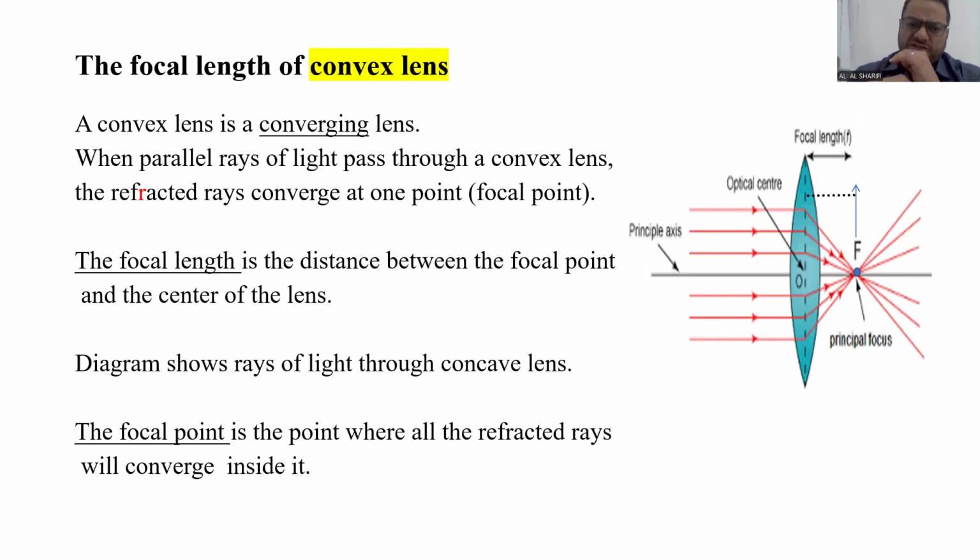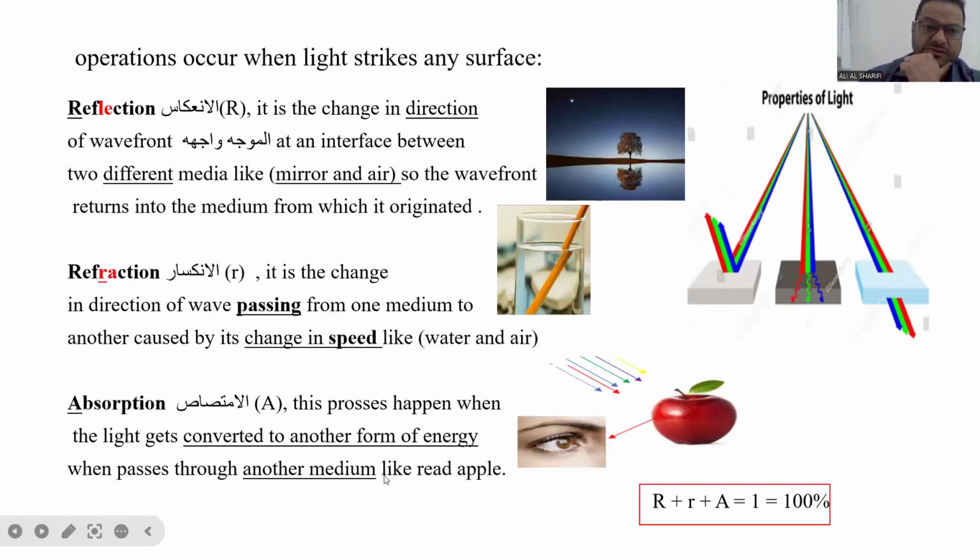Why is it a converging lens, like I said before? Because all of the parallel light rays will be refracted to the same focal point, or we can say the converging point. What is the focal length? It is the distance between the focal point and the center of this lens. What is the focal point? It is the point where all the refracted rays will converge.